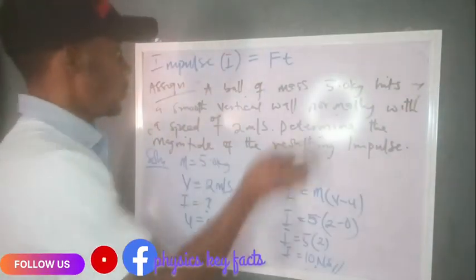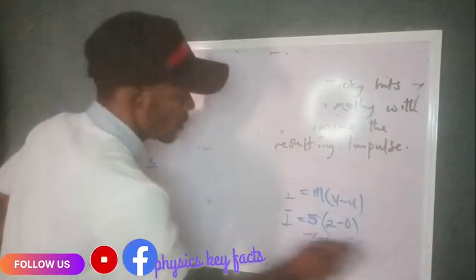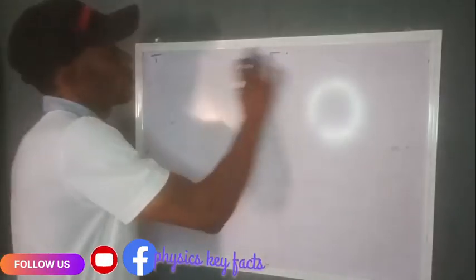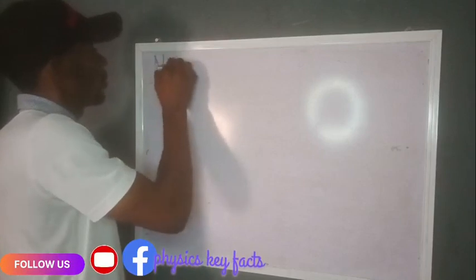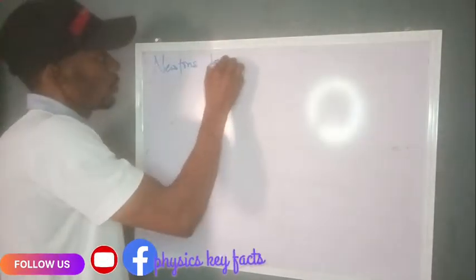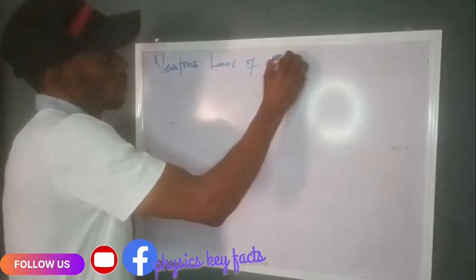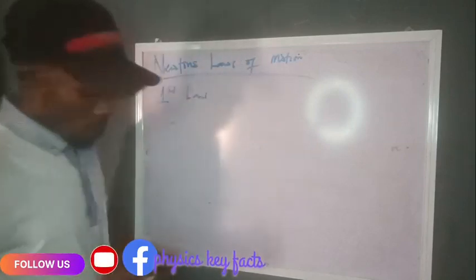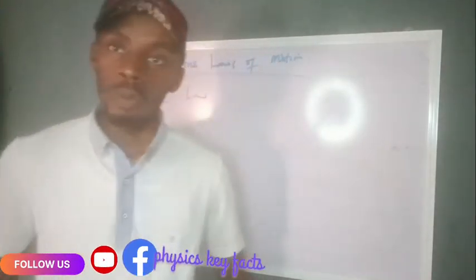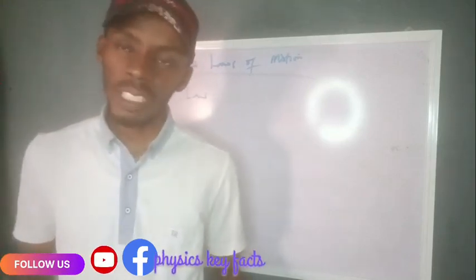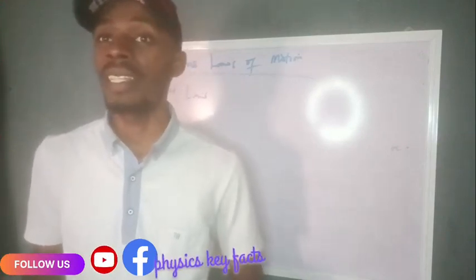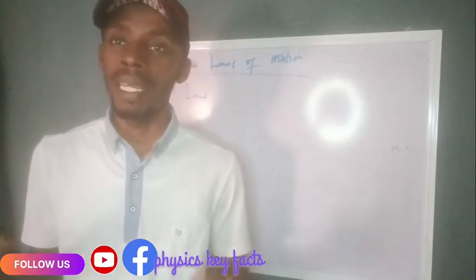But today we are looking at Newton's laws of motion, first law. According to Newton's first law of motion, that law states that a body will continue at its state of rest or motion in a uniform straight line except that body is being acted upon by an external force.